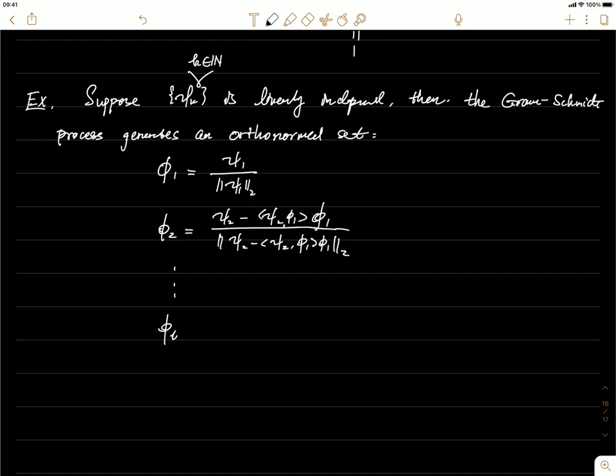And just continue doing this, and you generate a sequence. So phi k will be psi k minus the sum of the projections of psi k onto each of the basis elements you have obtained so far.